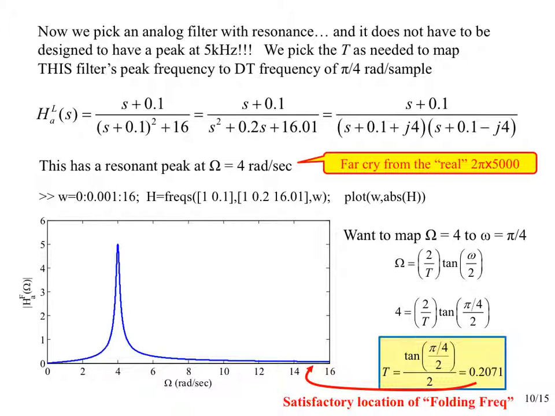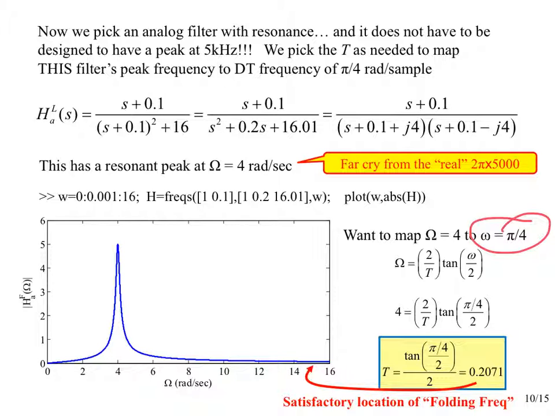So what we want to do is take this filter and convert it into a discrete time filter that has a peak at the discrete time frequency that our 5 kilohertz is getting mapped to by sampling. So we've got two different mappings going on here. We've got the frequencies of the signal getting mapped into discrete time frequency. And then we have this other little filter whose resonant peak is at 4 radians per second getting mapped by a different mapping into the discrete time frequency axis.